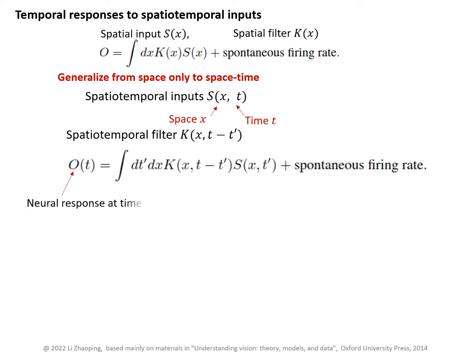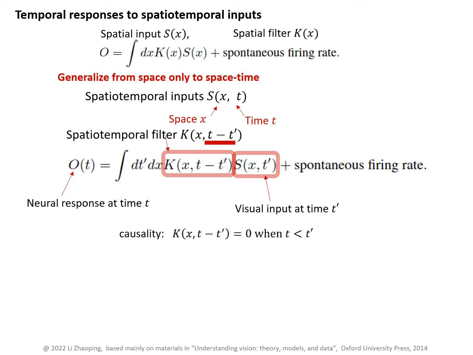And in particular, the response at time t scales with the visual input at a past time t prime and weighted by this filter value. And this value depends both on space x and on the time difference between time t and t prime. Obviously, the neural response cannot depend on inputs in the future.